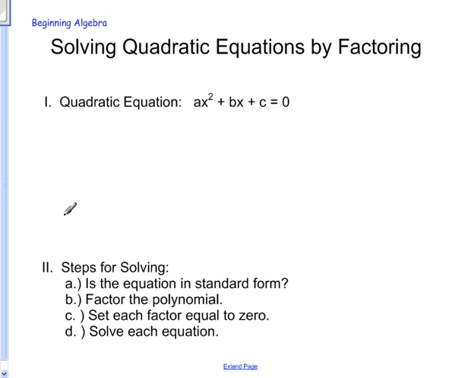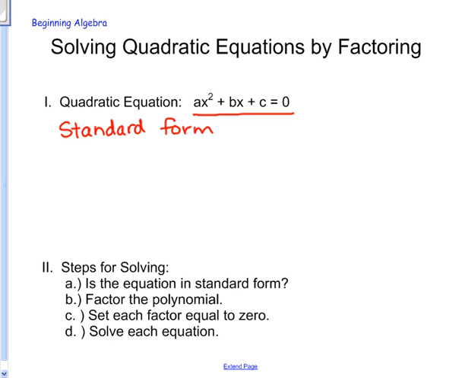Solving quadratic equations by factoring. Okay, now we're going to look at something that's called a quadratic equation. It's of the form ax squared plus bx plus c equals 0. When you have the equation written out in this form, this is what we call standard form.